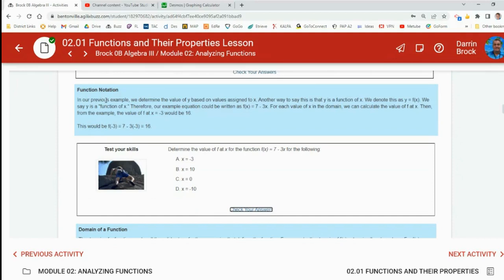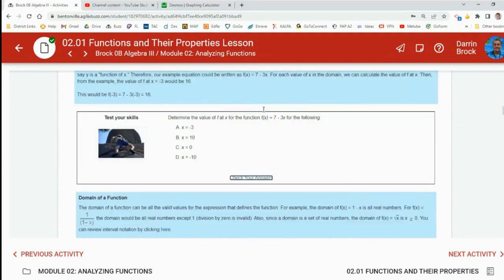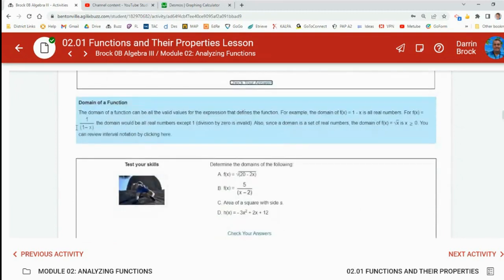Function notation, right? We always say y equals, but we can also say f of x equals, because they're the same thing. If we write it f of x equals, that's function notation, right? So y equals 7 minus 3x is the same as f of x equals 7 minus 3x. Okay. The domain is all the valid numbers for x. All right. So if we have f of x equals 1 minus x, it's all real numbers.